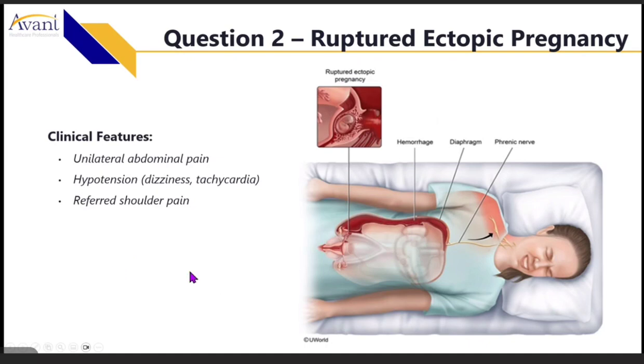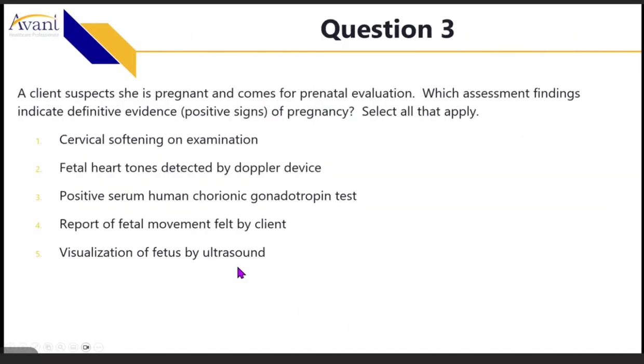So with a ruptured ectopic pregnancy, the clinical features include unilateral abdominal pain, because it's typically one fallopian tube, low blood pressure, hypotension, dizziness, tachycardia from blood loss, because when it ruptures, they bleed internally. And the hemorrhage will fill up in the peritoneal cavity and irritate the diaphragm and stimulate the phrenic nerve, which causes the shoulder pain. It's referred pain, right, from the blood that's building up in the peritoneal cavity. And so that's the referred shoulder pain with abdominal pain from the rupture. And the bleeding is our clinical sign that this is a medical emergency. We need to get this person to the OR, right?